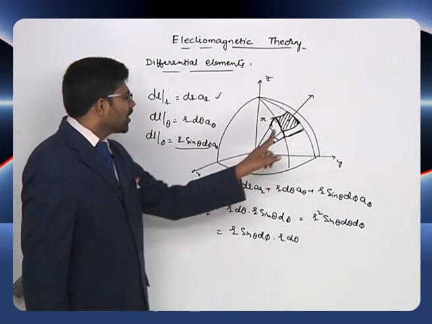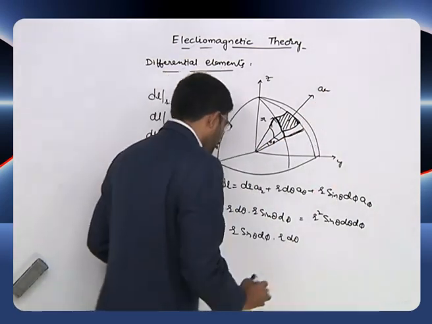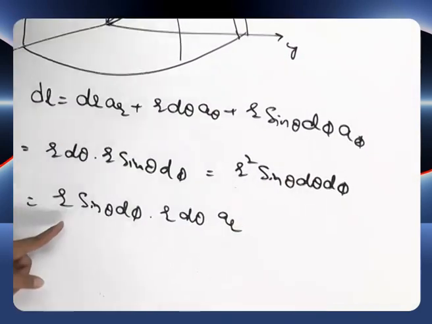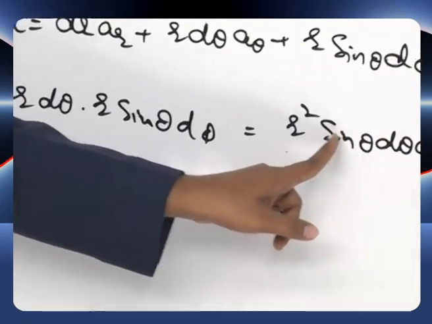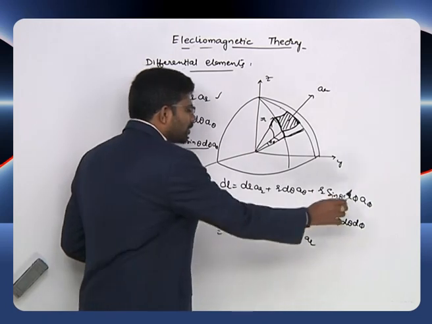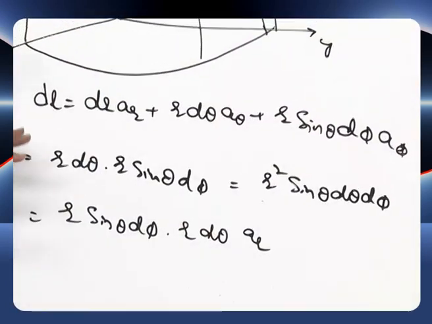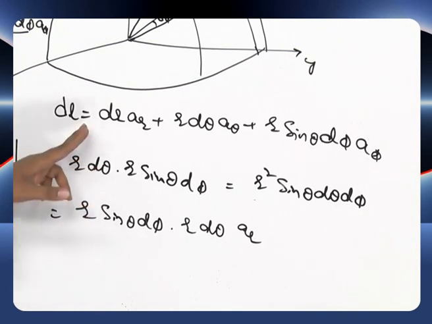And what is the direction of our differential surface? Obviously in the direction of r, that is ar. So if you take this, that is r square sin theta d phi ar, same as our previous one. In the same way, if you want to write down the differential surface for all the remaining directions, we can consider this simple combination. So the differential surface can be obtained from differential length.